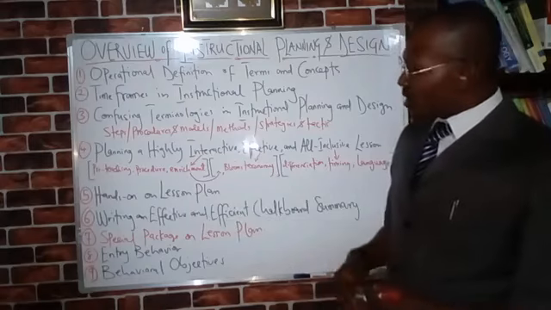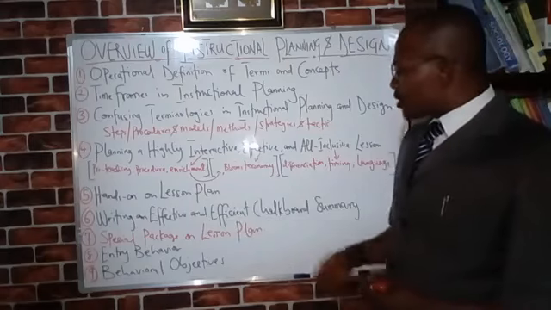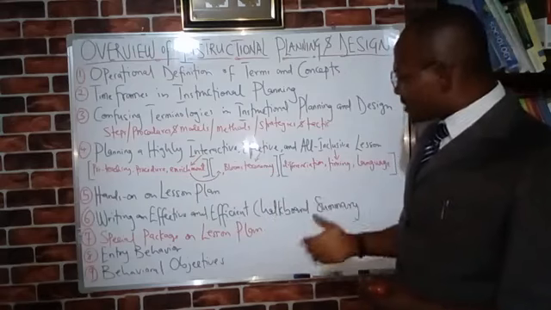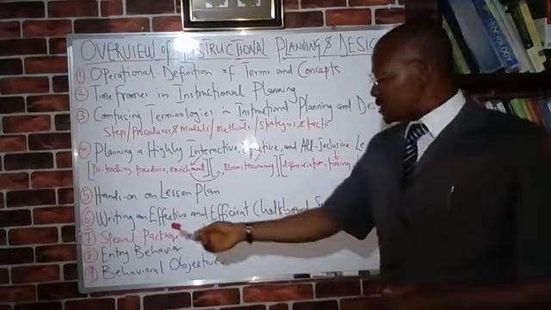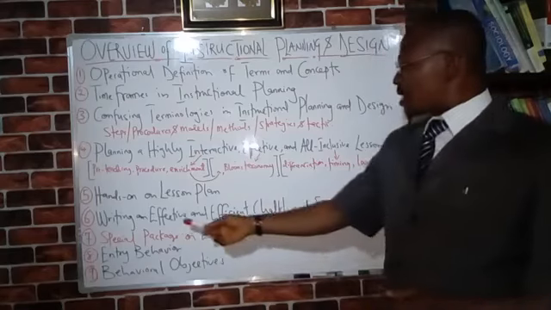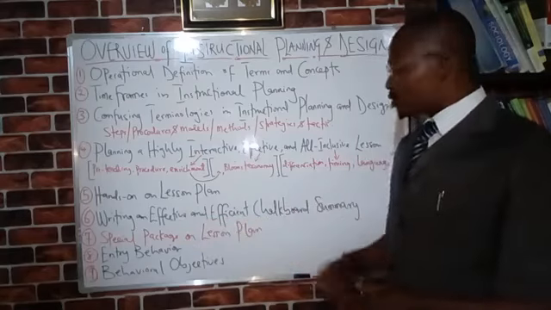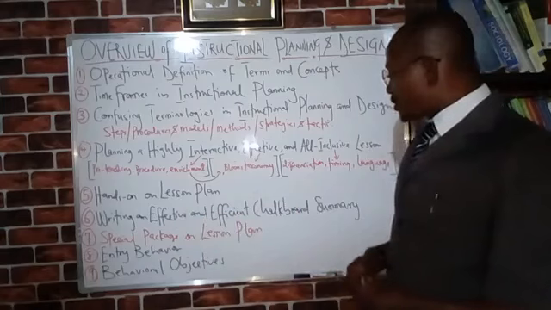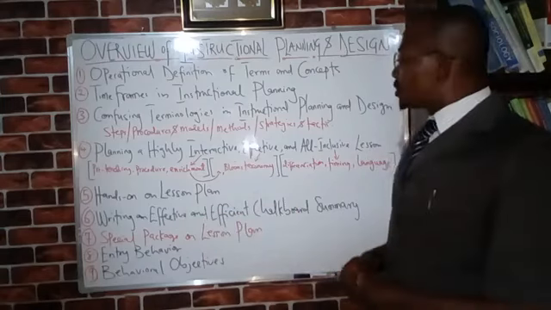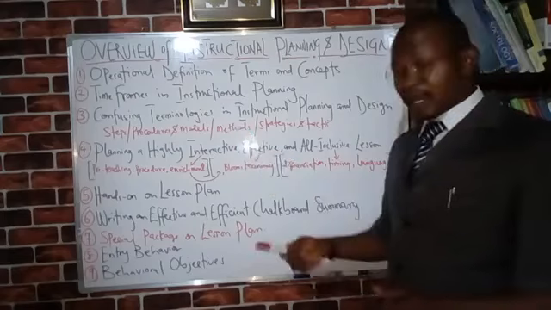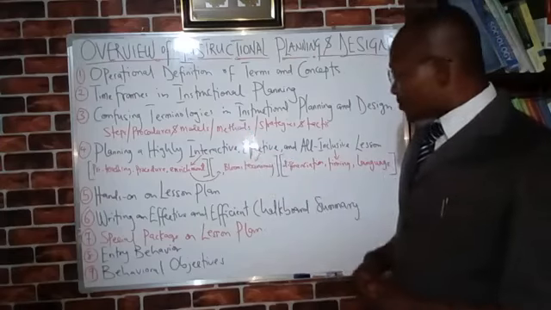And then number 6 will be how to write an effective and efficient chalkboard summary. So we're looking at the details of this, what it means to be effective and what it means in terms of the quality of being efficient. Chalkboard summary, which is the lesson note, which naturally follows and technically follows from the lesson plan.